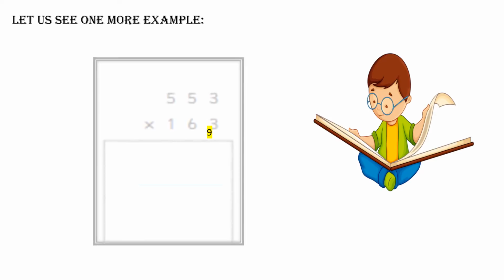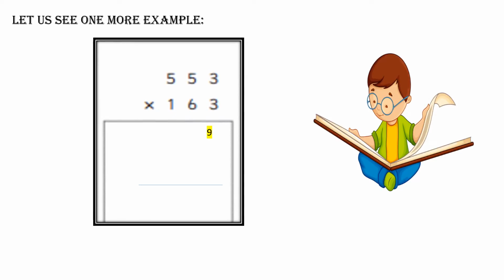Let us take one more example. Here I am supposed to multiply 553 into 163. So I am multiplying a 3-digit number by a 3-digit number. So let us first multiply 553 by 3 as 3 is in ones place. So 3 into 3 is 9. Now 3 into 5 is 15. So 5 here and 1 on the top.